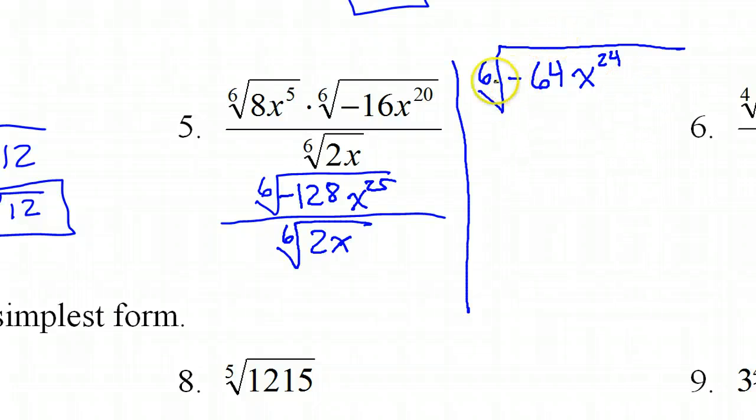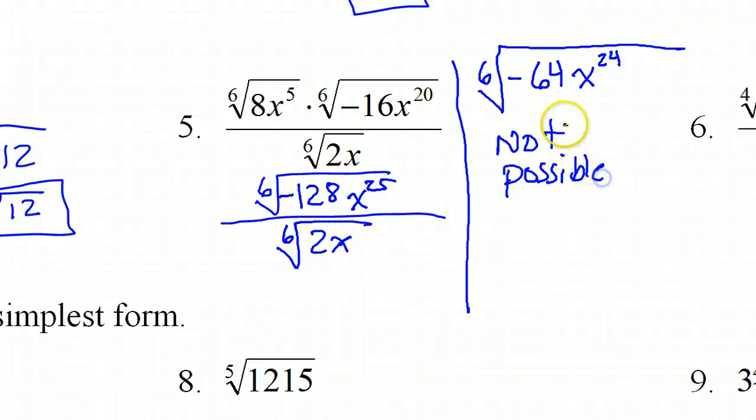Now again, because it's an even root of a negative number, this is just going to be not possible. All right, if this had been a 5th root or a 3rd root, I would have kept going, but you just can't do an even root of a negative number. It's not possible. Okay, so let's keep going.